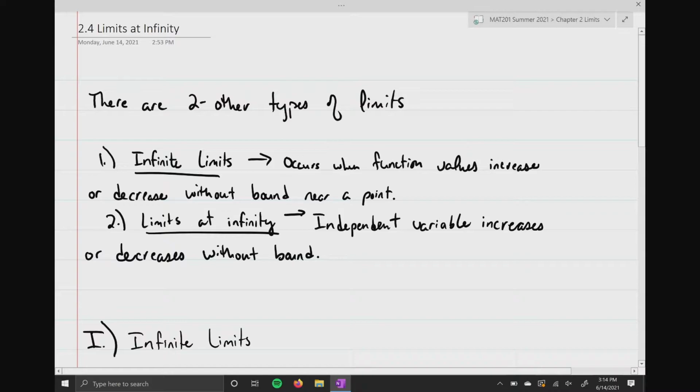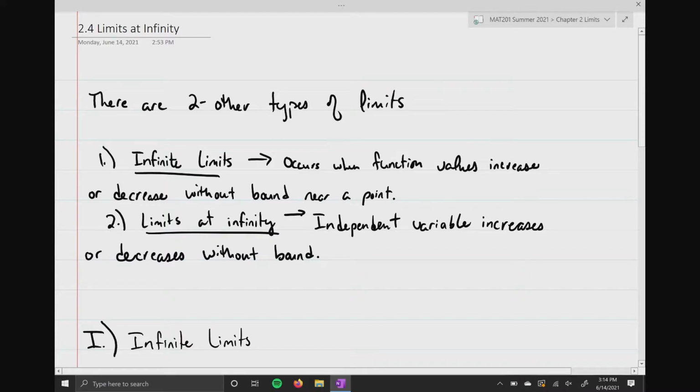Now we're going to go ahead and start with 2.4, limits at infinity. There are two types of limits that we can explore when dealing with infinity. The first one is infinite limits. These limits occur when a function value increases or decreases without bound near a point. So what you're going to be looking at here is an x value, and you're either going to get positive or negative infinity for an answer.